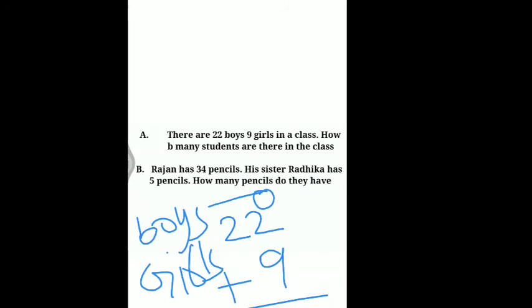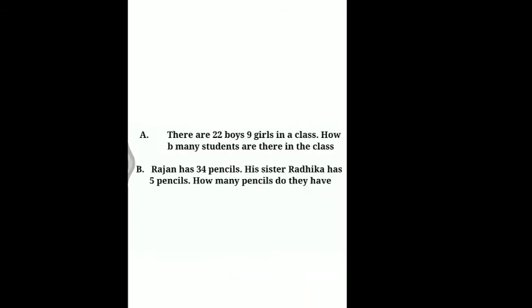First, this is the ones place column and this is the tens place column. Ones place column, 9 plus 2. 9 is kept in your mind. Take 2 fingers. 10, 11. 1 is written here and 1 is carried forward here. 1 plus 2, 3 only. Now the answer is 31 students.